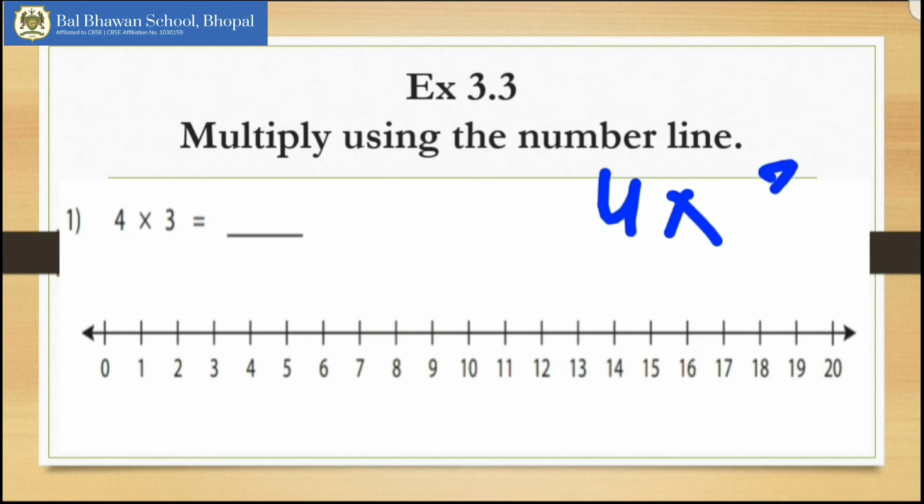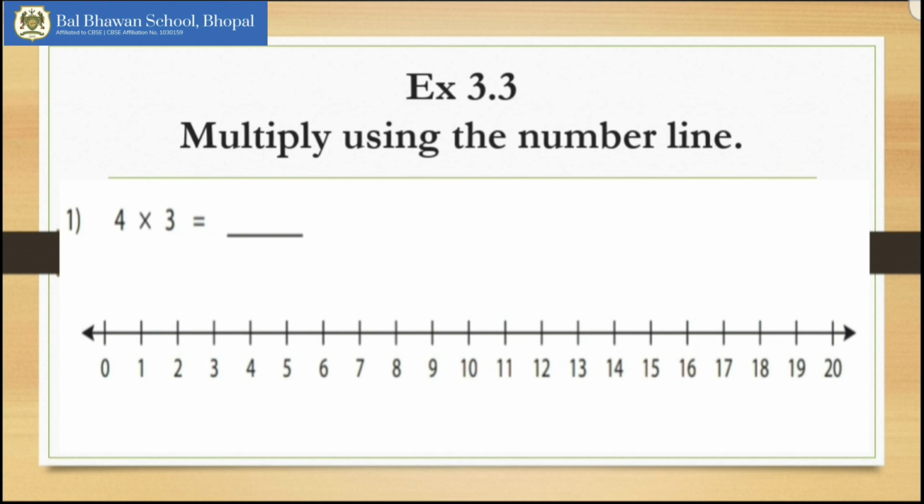It is 4 into 3, so it means you have to take 4 jumps. So here you have to take 4 jumps, and into 3, so it means 3 steps. So children, what you have to do, you have to take 4 jumps of 3 steps. Okay, so you have to take 4 into 3, so 4 jumps of 3 steps. Now see how you have to take 4 jumps of 3 steps.